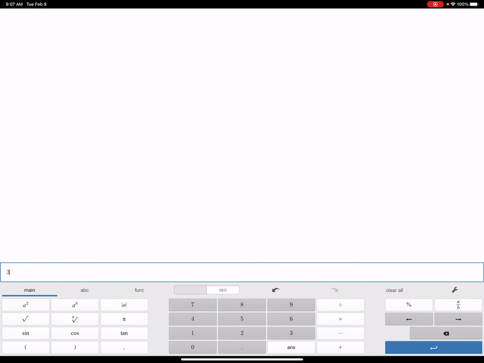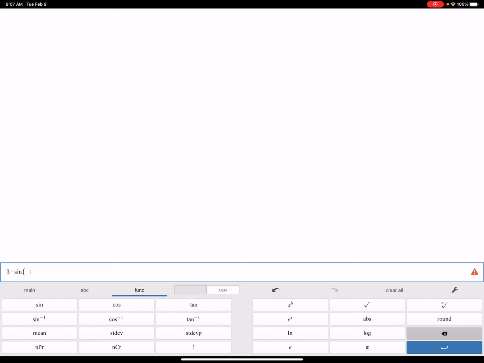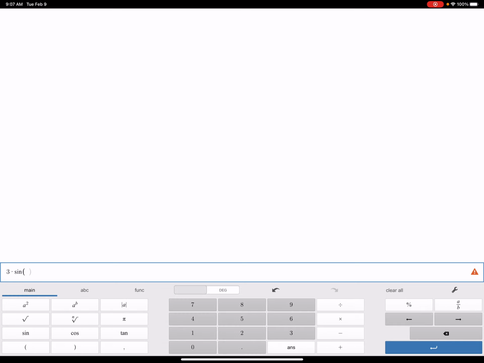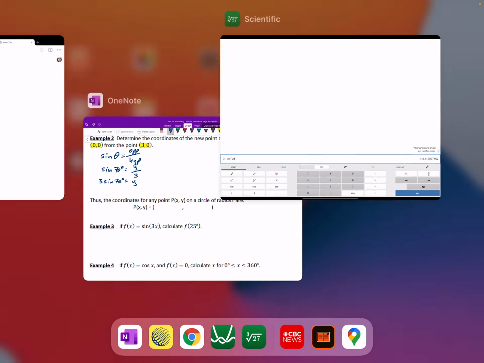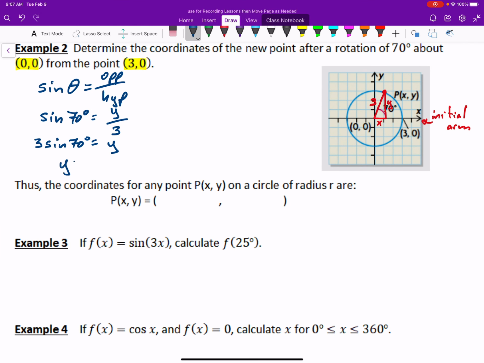So 3 times sine 70, and it tells me it's 2.82. Let's go to 2 decimal places. So y equals 2.82. So that's my answer for the y coordinate. If I want to find out the x coordinate, I can use cosine, because cosine uses adjacent over hypotenuse. And so if I went cos 70, that would equal the adjacent side, x, over 3. So same thing, it's going to be 3 times cos 70 is equal to x.